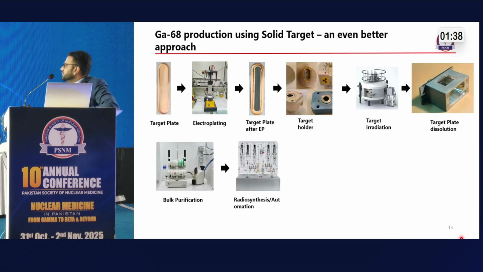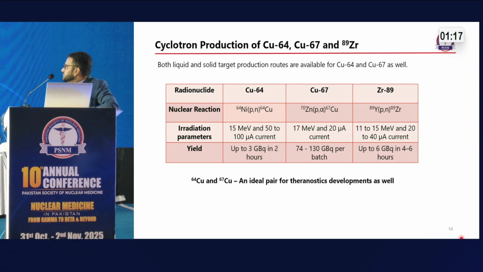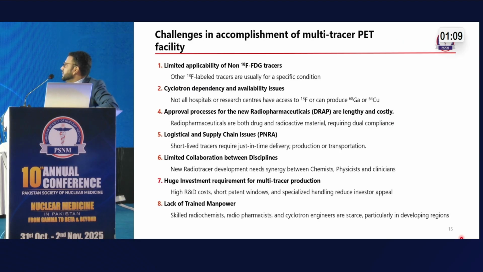This setup is only applicable if you want to use the gallium for your center only. But if you want to supply it to other centers as well, it's better to use the solid targetry system because the yield here is almost 10 times more than the liquid target. That's the approach we use at King Faisal Hospital: we do the electroplating, then the target irradiation in the cyclotron, we dissolve the target, and do bulk purification and radiosynthesis. Likewise, copper-64 and copper-67 can be prepared as well using liquid and solid targets.